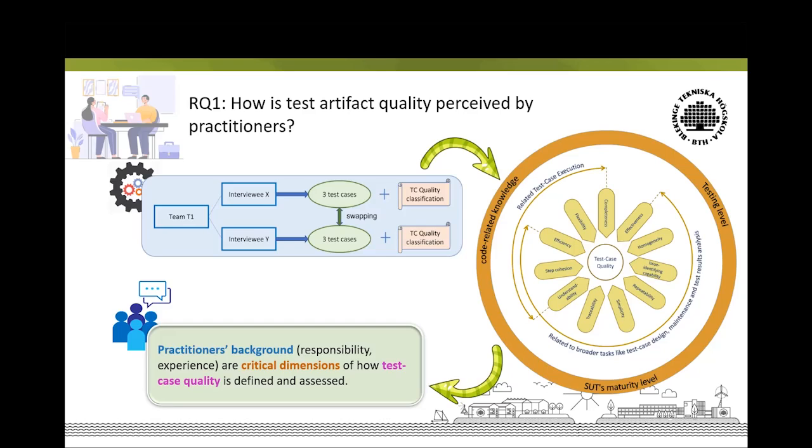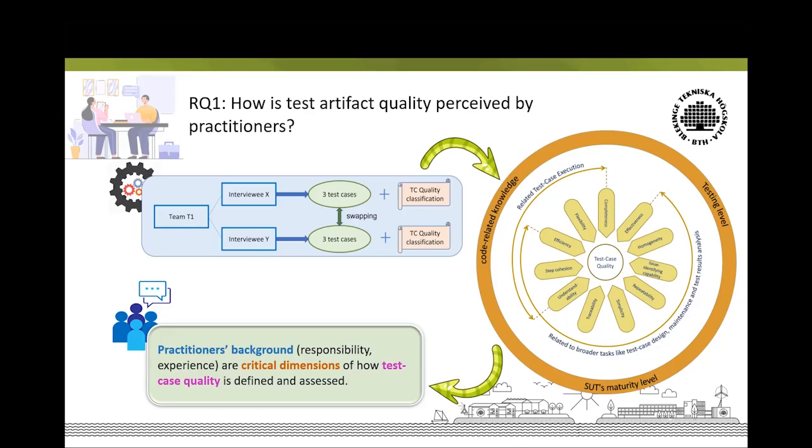For example, like the repeatability or traceability of the test cases. And of course, there are also other context dimensions that practitioners mention. But here, I listed three that they mentioned explicitly. The first one is the maturity level of the system under test. The second one is testing level. And the third one is the correlated knowledge.